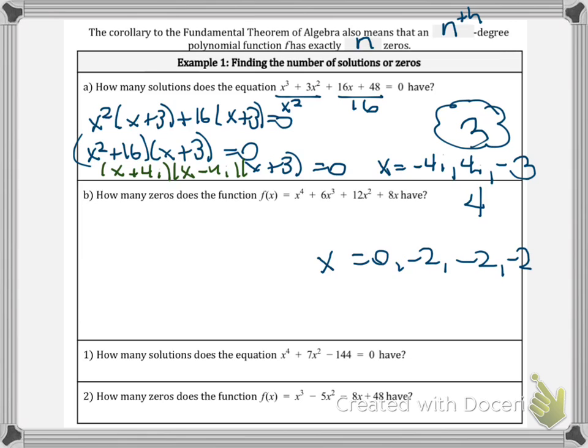So go ahead and try number 1 and 2. I just want you to find out how many solutions we have. You don't have to solve for it all. Just tell me how many solutions there are. So pause it for a second, answer those questions, and then press play again.